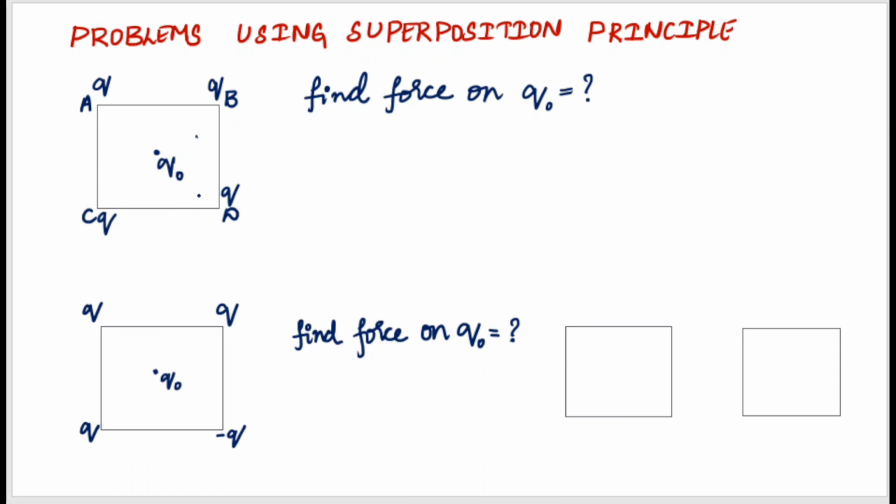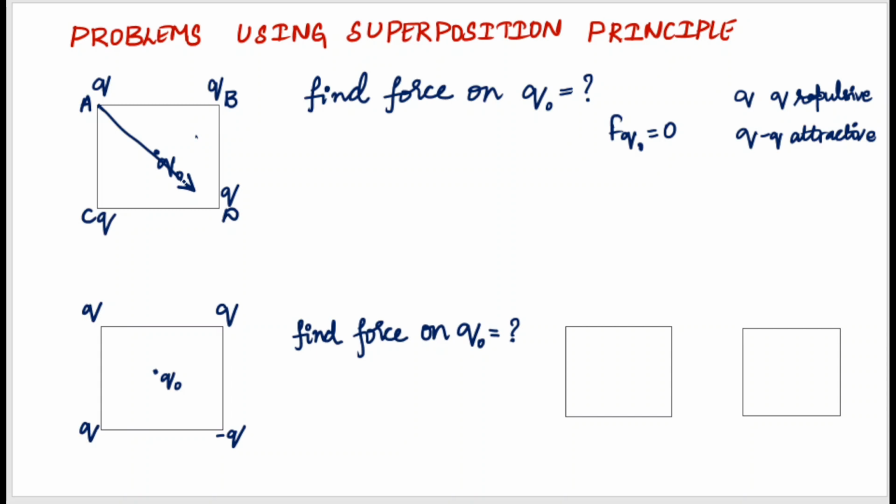By symmetry alone you can see that the force on this q0 charge is 0. How? I have told you before: if both charges are positive, the force will be repulsive in nature. The forces acting between like charges are repulsive, and the forces acting between unlike charges are attractive. So if we consider q0 at the center, the force on q0 because of q will be repulsive, because q and q naught are both positive. It will be in this direction.